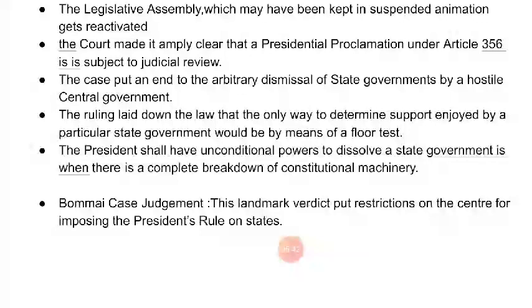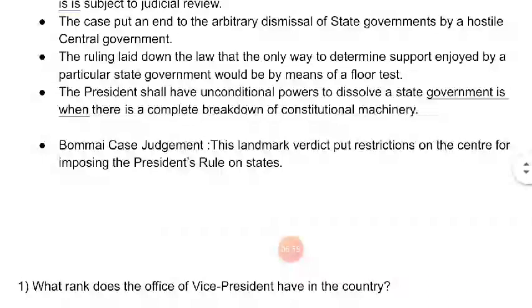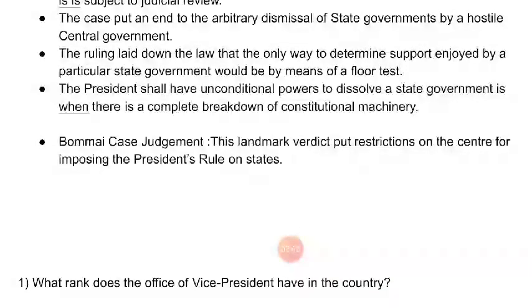Now, S.R. Bommai was the judgment. It was a landmark verdict which put restrictions on the Centre for imposing President's rule on the states. With this note, I want to say that this was a very important landmark judgment regarding Article 356, and I think I made a lot of points clear to you. I want to make this point once again, to recall all these points under Article 356.